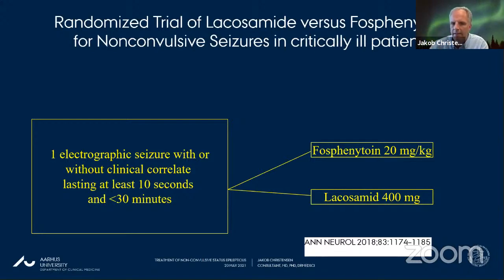And what they did was randomize persons to fosphenytoin, 20 milligrams per kilo. That would be the treatment that you usually give for convulsive status epilepticus, and a relatively high dose of lacosamide, 400 milligrams.